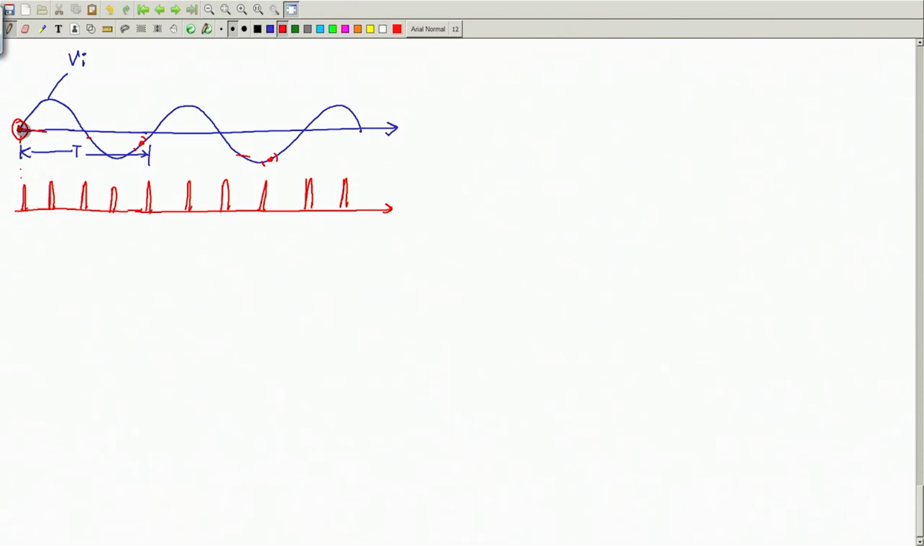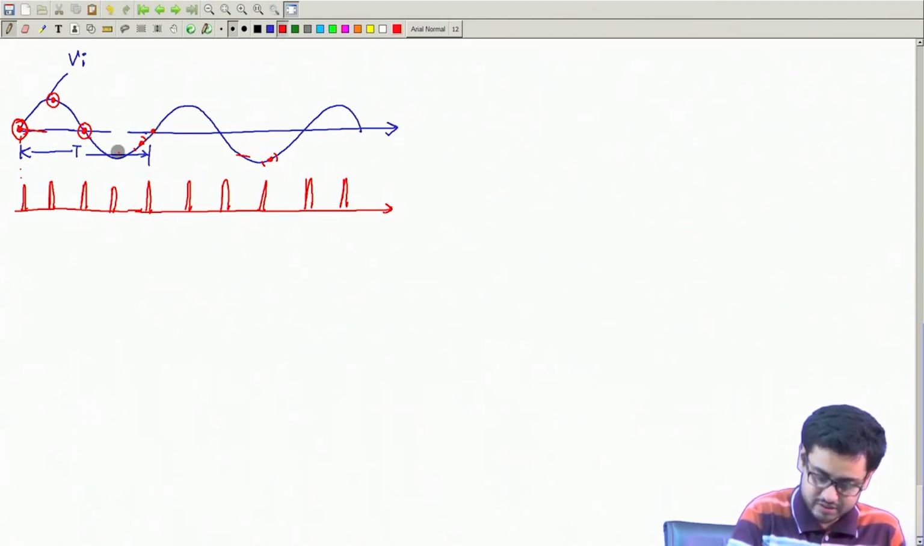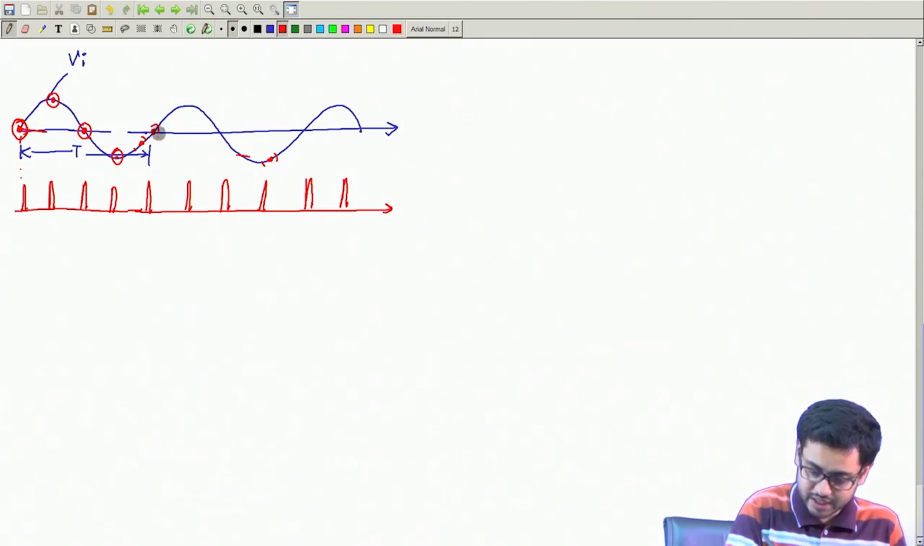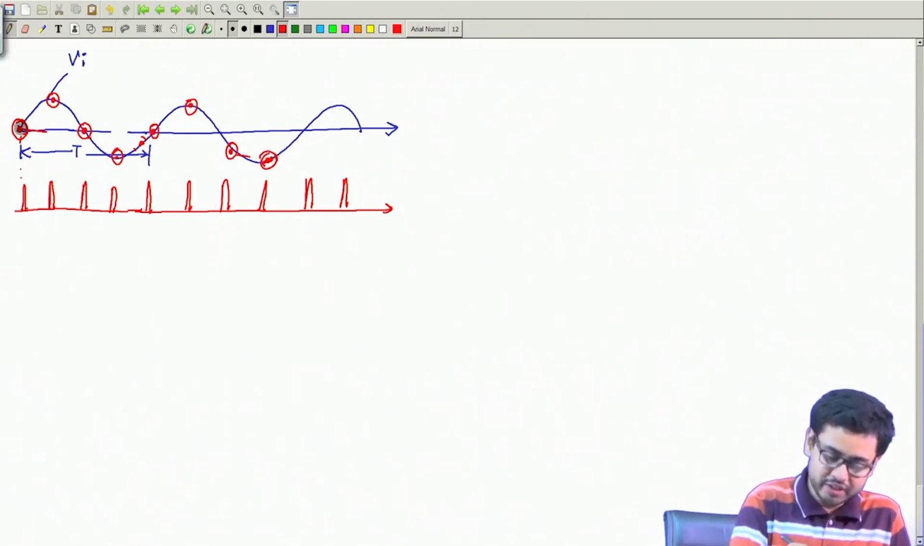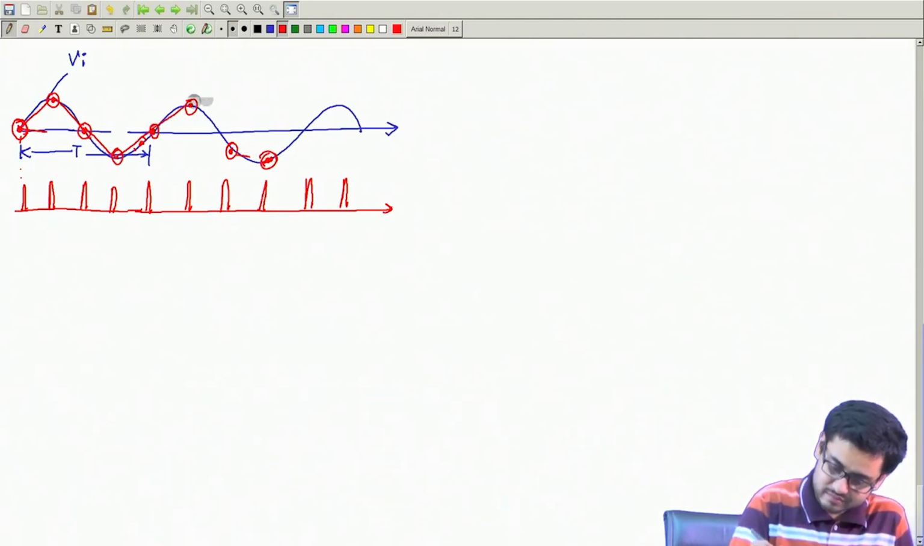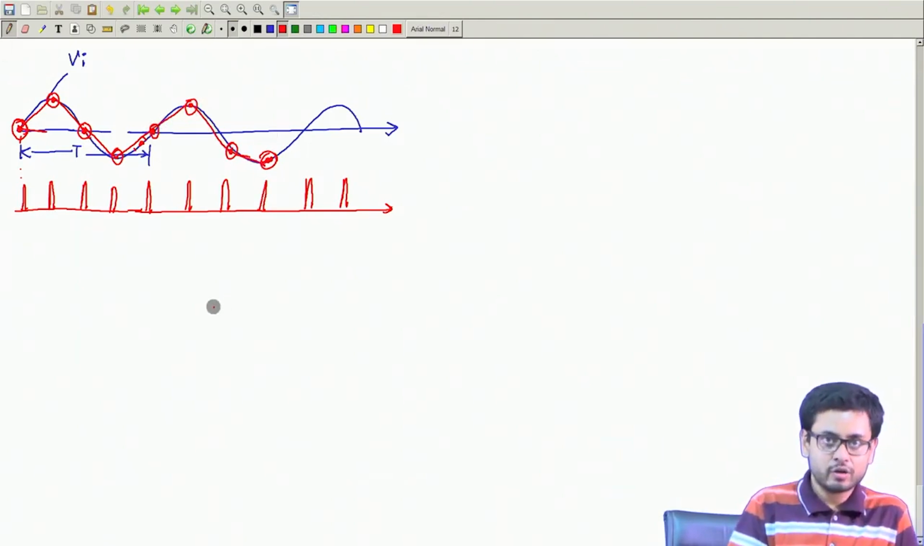So how will the pattern look? This is one point, this is another point, this is another point, this is another point, and this is another point. You just join these points. Now, if you join these points, you get a quite good approximation of the input signal.